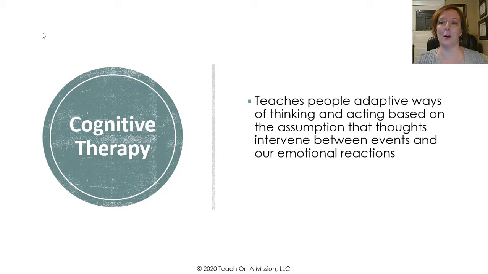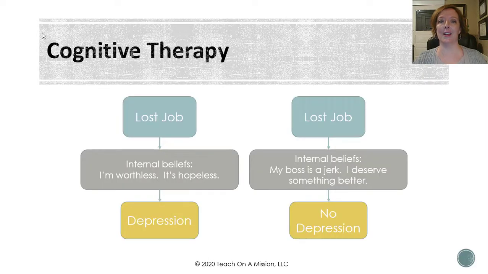In cognitive therapy, people are taught adaptive ways of thinking and acting based on the assumption that thoughts intervene between events and our emotional reactions. We're able to control our thoughts and self-talk. Here is an example of how this might actually work. So you've got one scenario, two different paths.